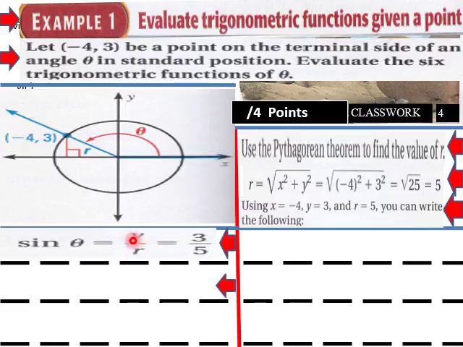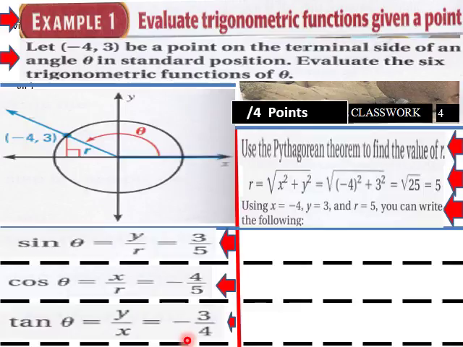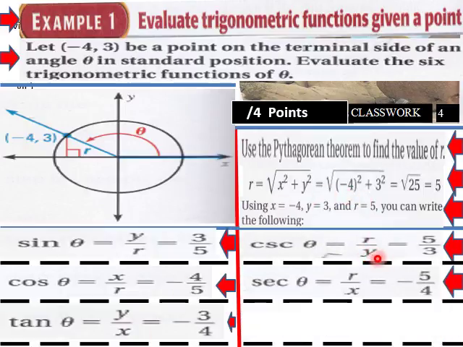So here are our trig functions. 3 over 5 for sine, cosine is negative 4 over 5, tan is negative 3 over 4, y over x. We found these dimensions here, remember. Then our cosecant would be r over y, 5 over 3, our secant would be negative 5 over 4, and our cotan would be negative 4 over 3. That's all from the dimensions of this triangle formed by our r and drawing a perpendicular up to our point.